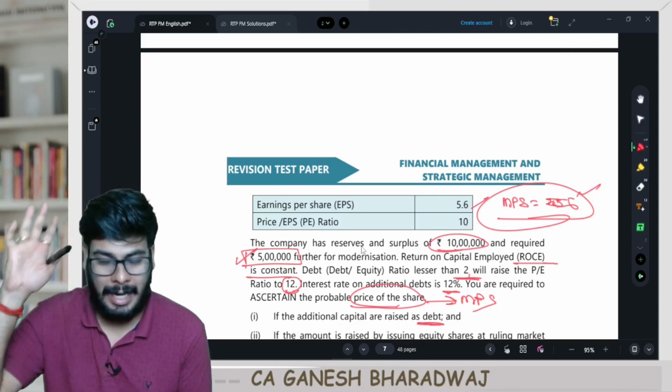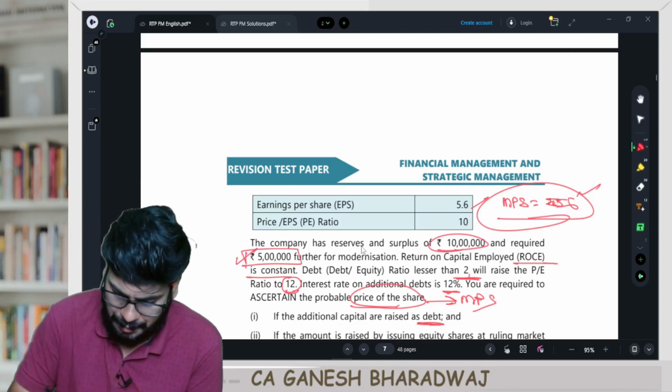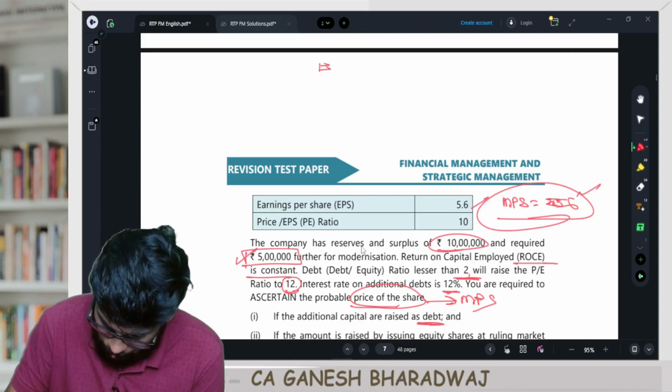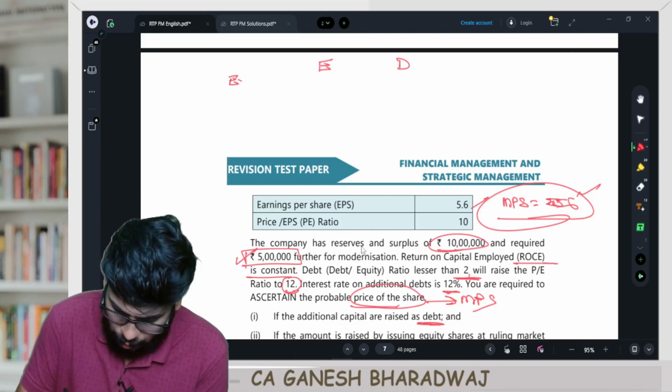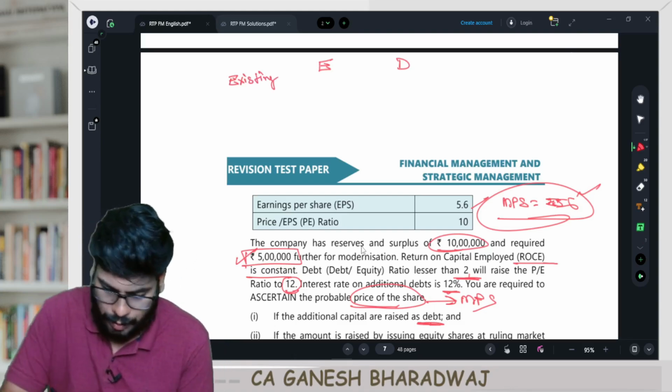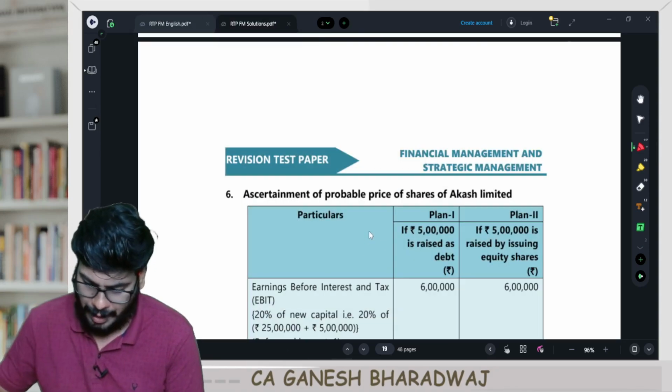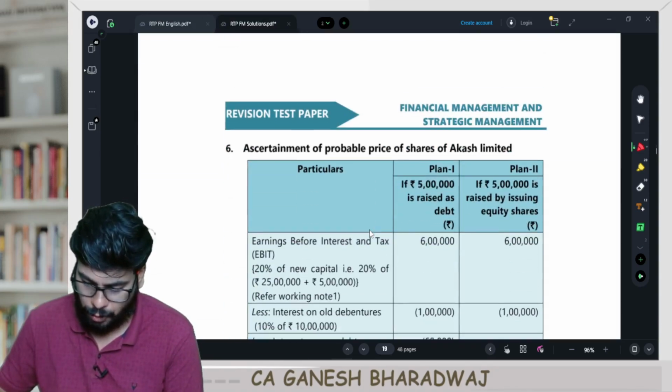Sir, what it is, I will let you know. Now, first, what have they given? Equity component, debt component, right? Existing, what is there? Now, in the question, I will just go to the solution part and explain. This will be easier for you to follow.